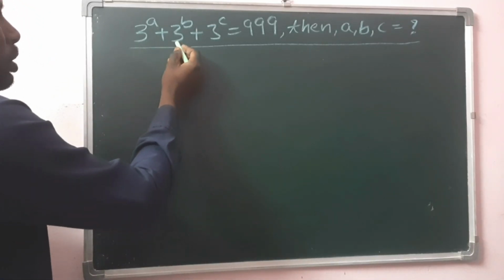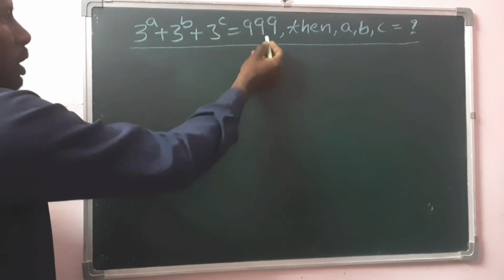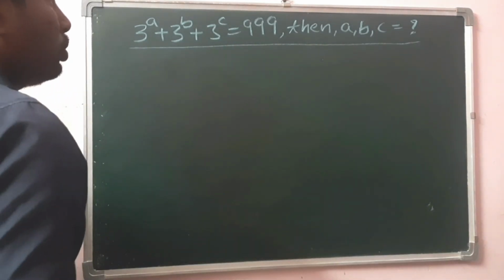3 to 4 of A plus 3 to 4 of B plus 3 to 4 of C equals 999. Then A, B, C equals how much?